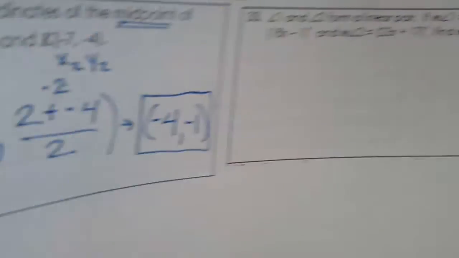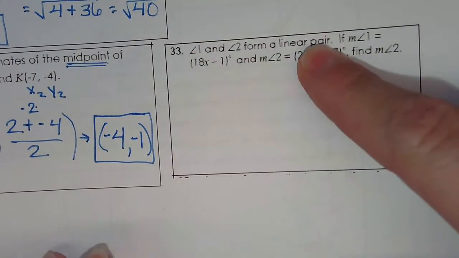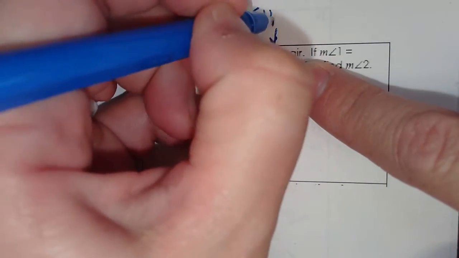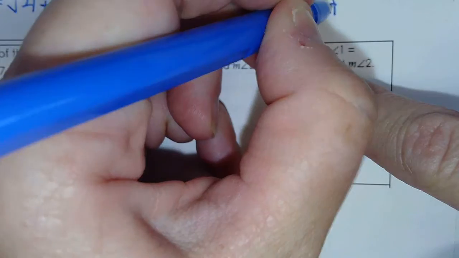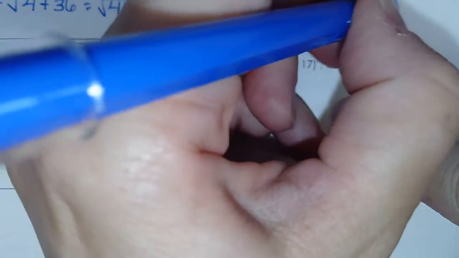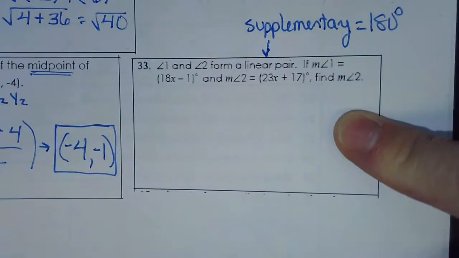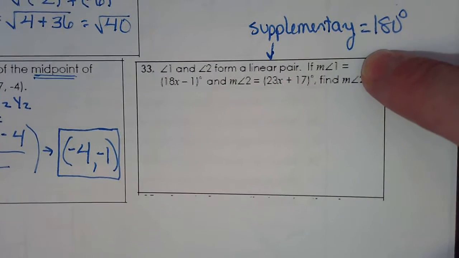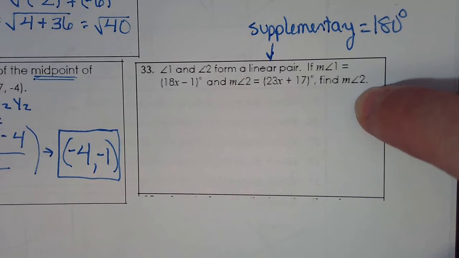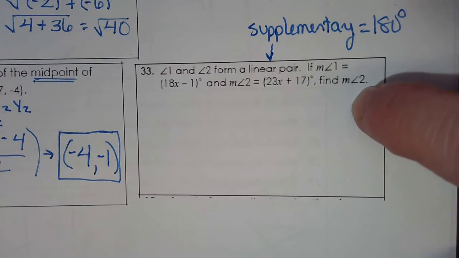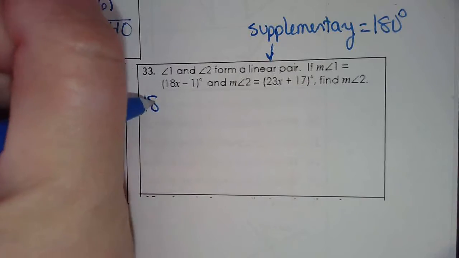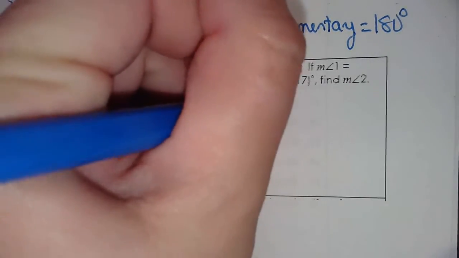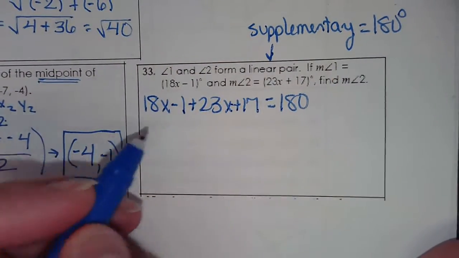All right, 33. Angle 1 and angle 2 form a linear pair. If you have a linear pair, that means that they are supplementary, which means that they equal 180 degrees. So if angle 1 and angle 2 are supplementary, if you add them together, it equals 180. And then you have to find the measure of angle 2. You first have to solve for x by adding them together and setting it equal to 180.